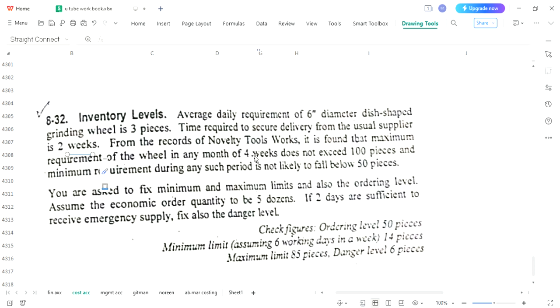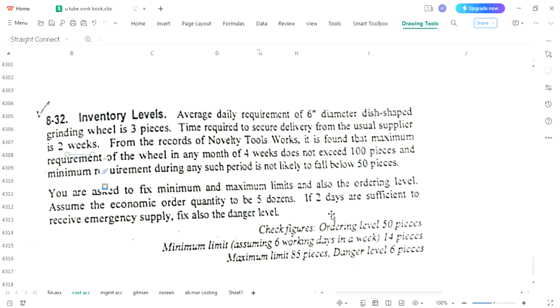From the records of novelty tools, it was found that maximum requirement is for 4 weeks. Again, instead of having a particular time period, we do have 4 weeks. 100 pieces, minimum requirement is 50 pieces for the same period. And now there is another strange thing: instead of units, we have dozens. And now next, again the strange thing, we do have days. So everything you are finding over here is little different. Their units are not matched with each other.